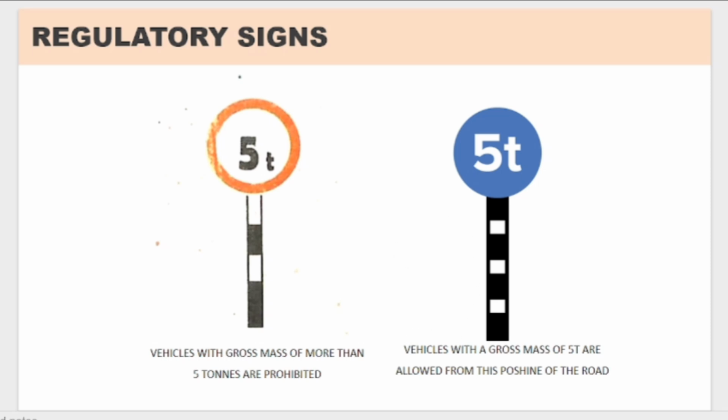Okay, so let me read that. Vehicles with a gross mass of 5 tons are allowed from this portion of the road. So this means that all vehicles that are less than 5 tons are allowed on this road, while this sign means that all vehicles that weigh more than 5 tons are allowed on this road.